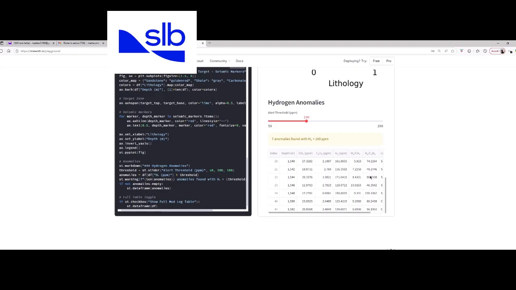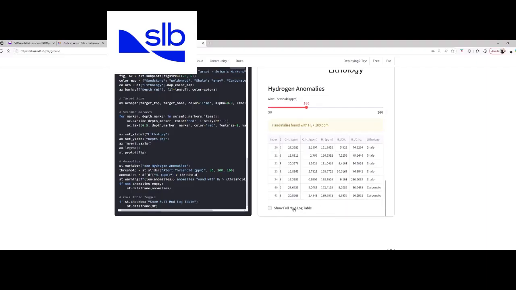So this is when we are just setting an alert for when we have a concentration of 100 plus 100 parts per million, and in this case we have, for example, different lithology, shale and carbonate. We have these two kinds of lithology.